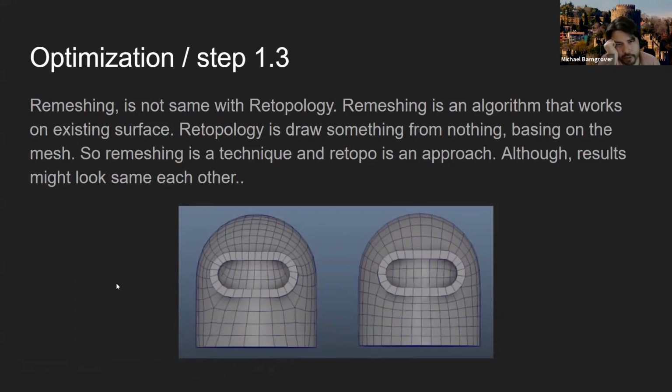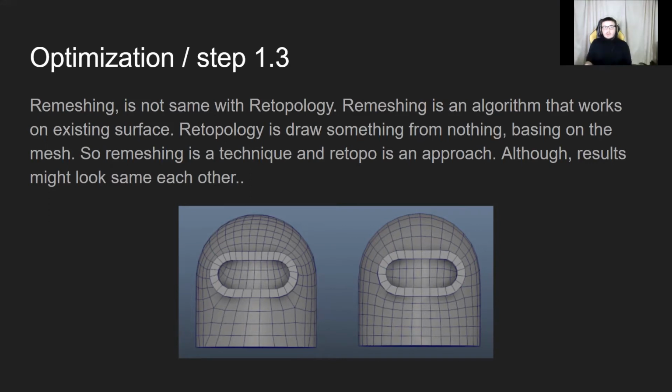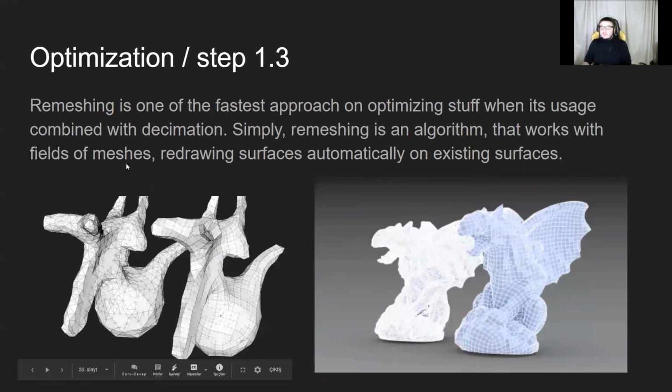What makes remeshing and decimation different? Most of the time, you need to remesh in higher quality, like millions of polygons, to get an identical thing to what you have created, because remesh algorithms work with fields of meshes, like voxels. Most of them are voxel based. So you remesh something with millions of polygons, then decimate it. That's an approach.